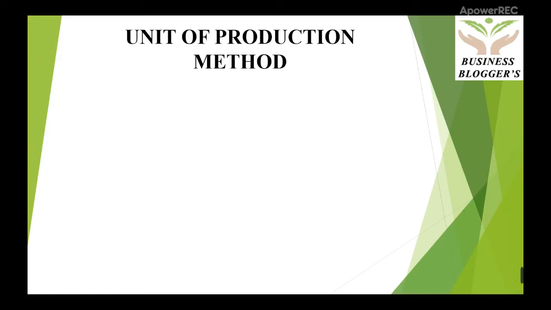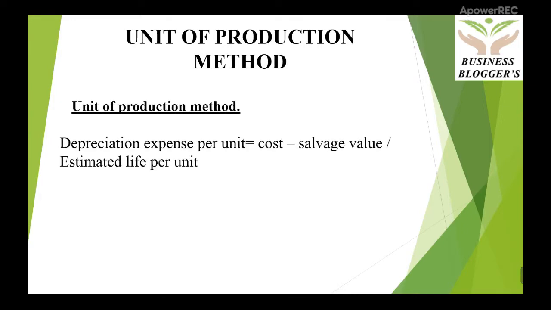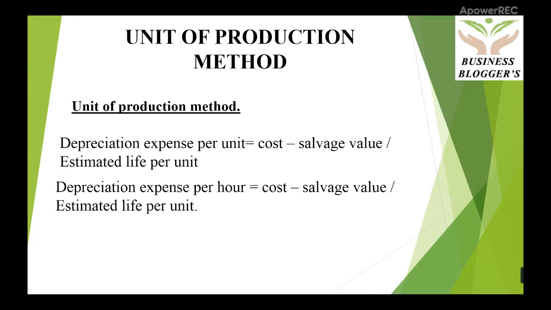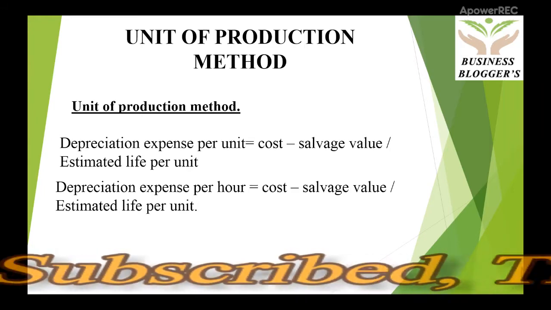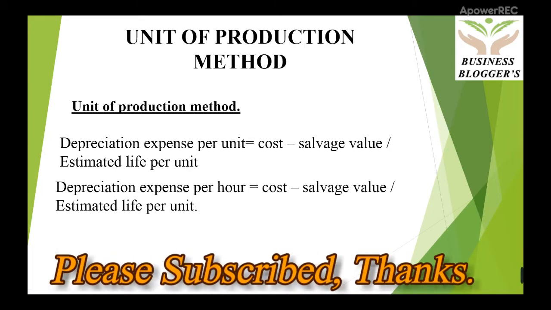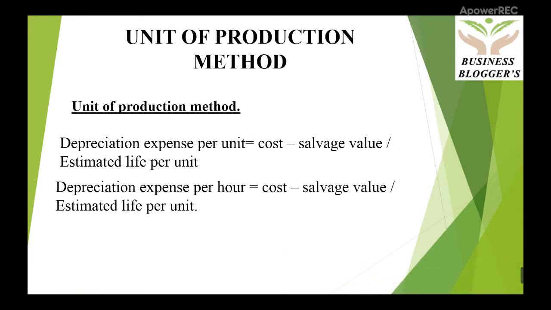Today we are going to discuss what is the unit of production method in the depreciation chapter. The formula of the unit of production method is: depreciation expense per unit equals cost minus salvage value divided by estimated life in units, or depreciation expense per hour equals cost minus salvage value divided by estimated life in hours. There are two formulas in the unit of production method, depending upon the question data, right?